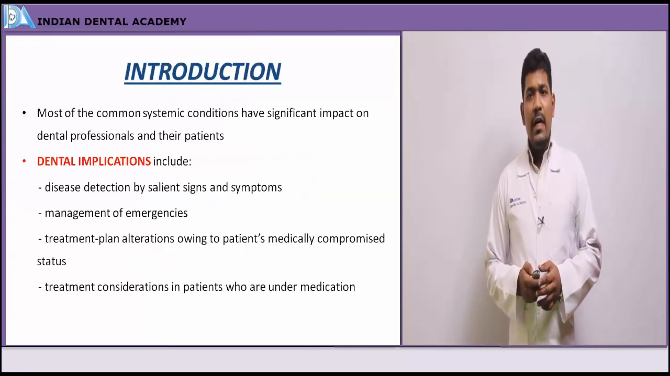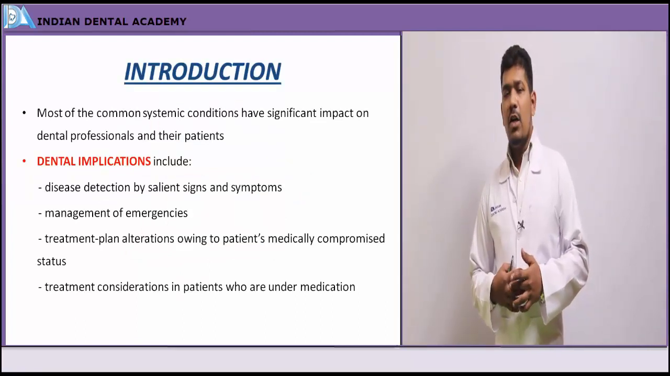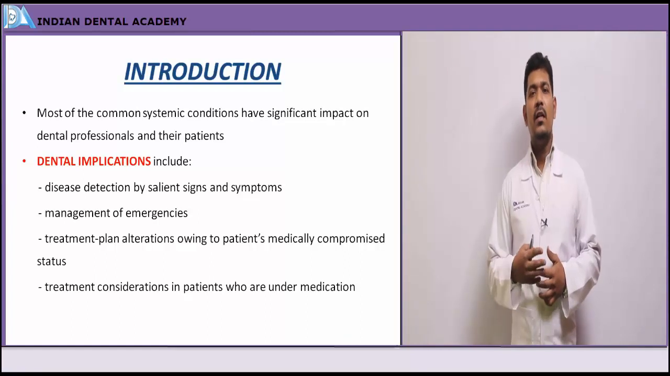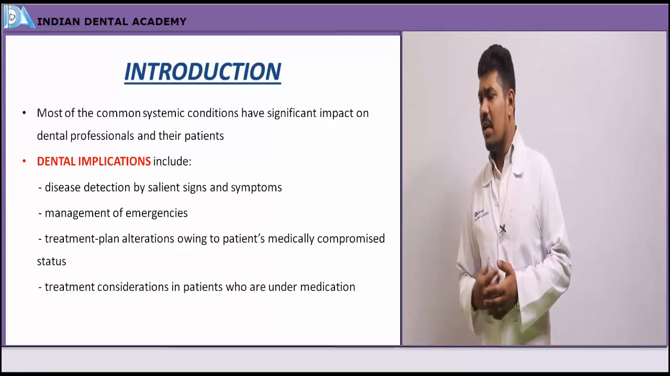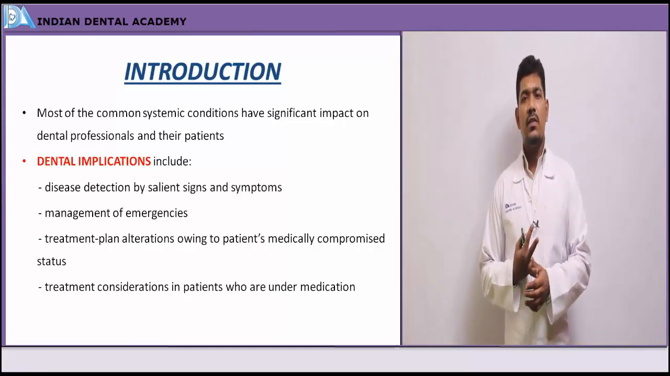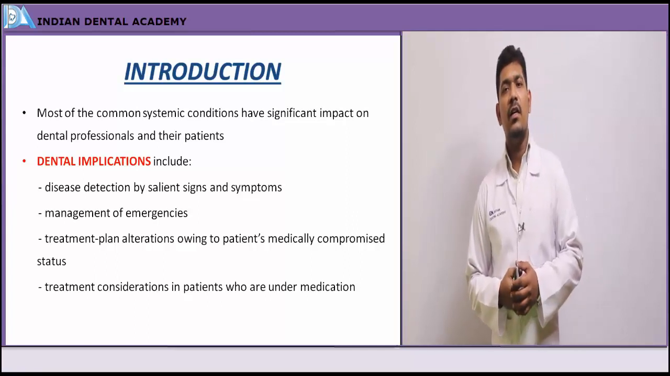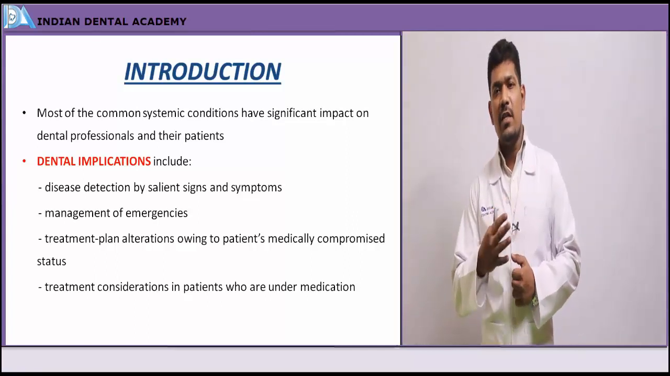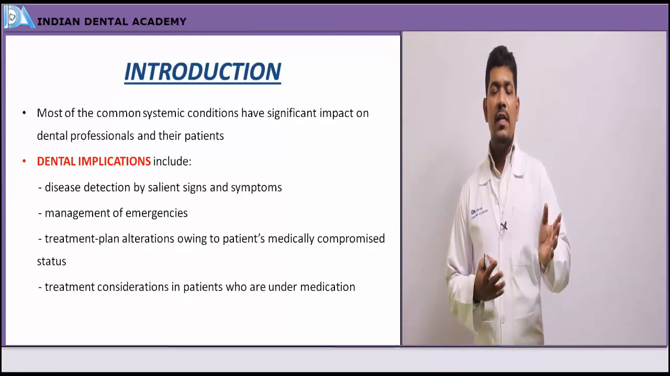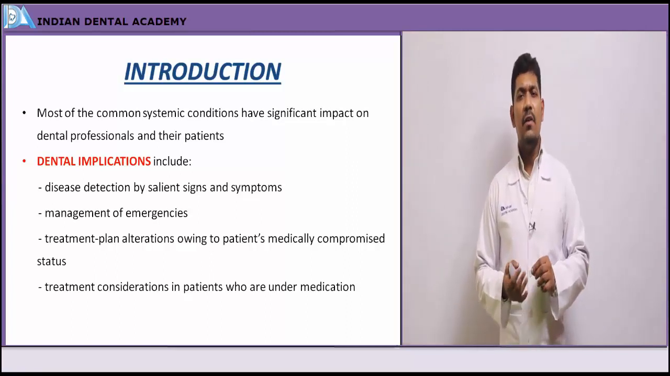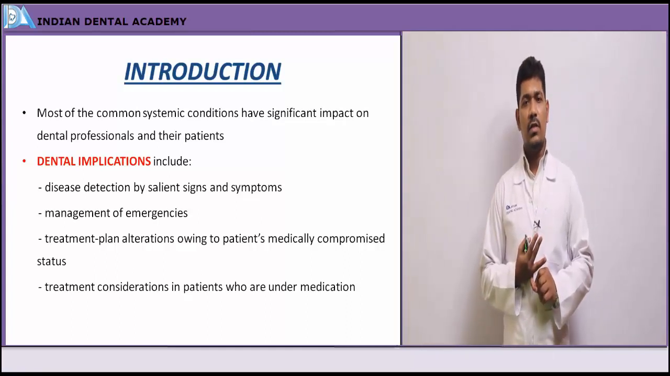So why do we need to have a general idea about the various systems before we treat a particular patient? The first reason is that a few of the diseases which manifest in the oral mucosa have a direct link with the patient's general health. Some important diseases related to the CVS and respiratory system have salient or typical signs and symptoms seen in the oral mucosa.